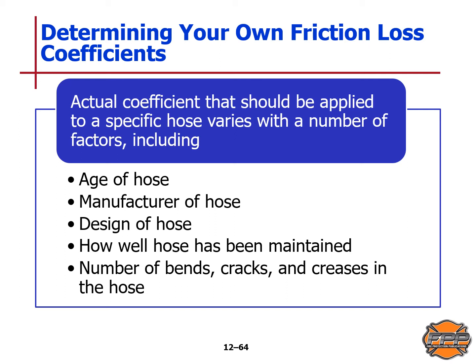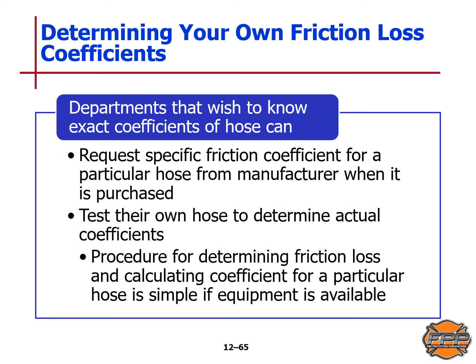When determining your own friction loss coefficients, the actual coefficient that should be applied to a specific hose varies with a number of factors, including the age of the hose, the manufacturer of the hose, the design of the hose, how well the hose has been maintained, and the number of bends, cracks, and creases in the hose. Departments that wish to know exact coefficients of hose can request specific friction coefficients for a particular hose from a manufacturer when it is purchased. They can also test their own hose to determine actual coefficients. There's a procedure for determining friction loss and calculating the coefficient for a particular hose, and that is simple if equipment is available.